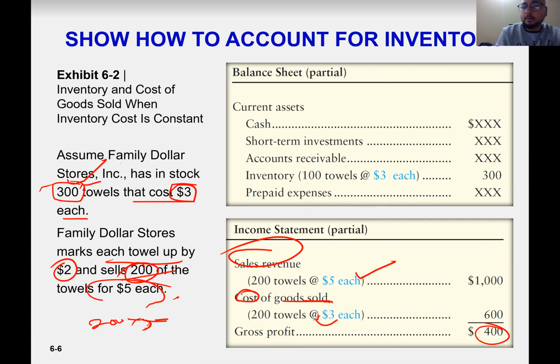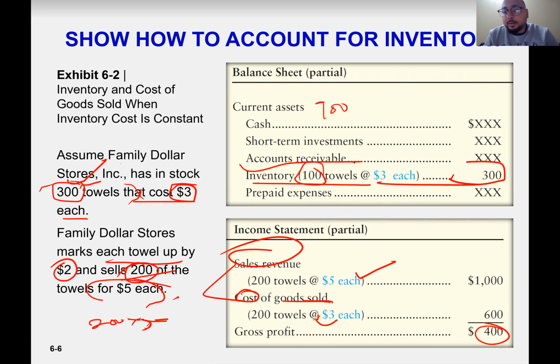Remember, you have 300 towels in your inventory. When you sell, it means it will be deducted from here. The inventory was previously 900, because 300 multiplied by 3, and now we have 300 left. Sorry, we have 100 towels left. So it means the sales in a merchandising company affect both the income statement and the balance sheet. In the income statement, it affects two accounts, sales and cost of goods sold. In the balance sheet, it affects the inventory item under current assets. So similarly, it has two entries as well.